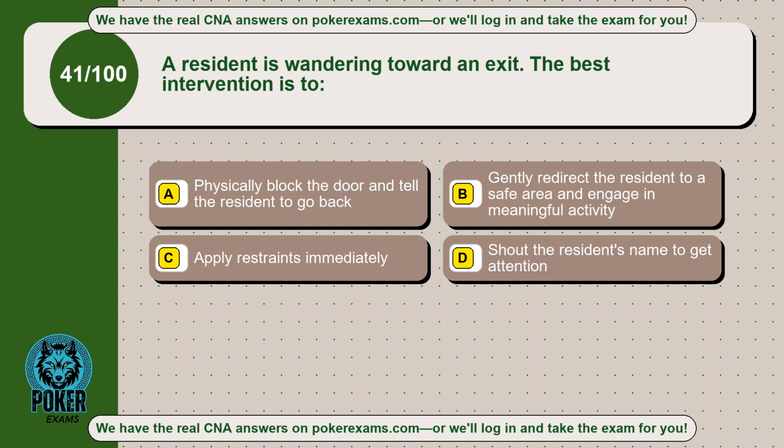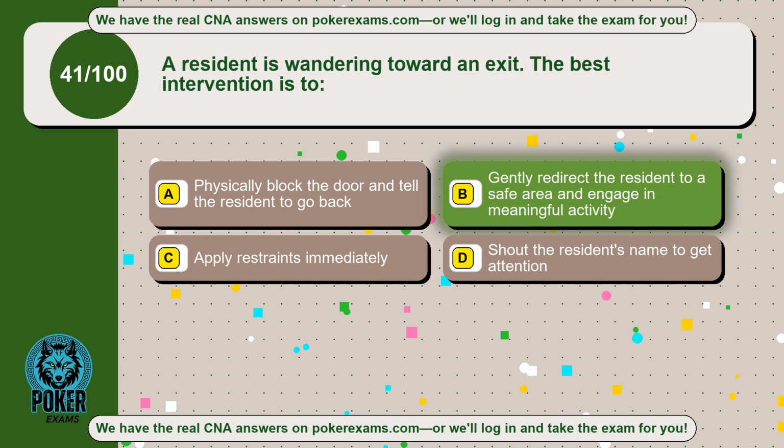Question 41. A resident is wandering toward an exit. The best intervention is to. Option A, physically block the door and tell the resident to go back. Option B, gently redirect the resident to a safe area and engage in meaningful activity. Option C, apply restraints immediately. Option D, shout the resident's name to get attention.